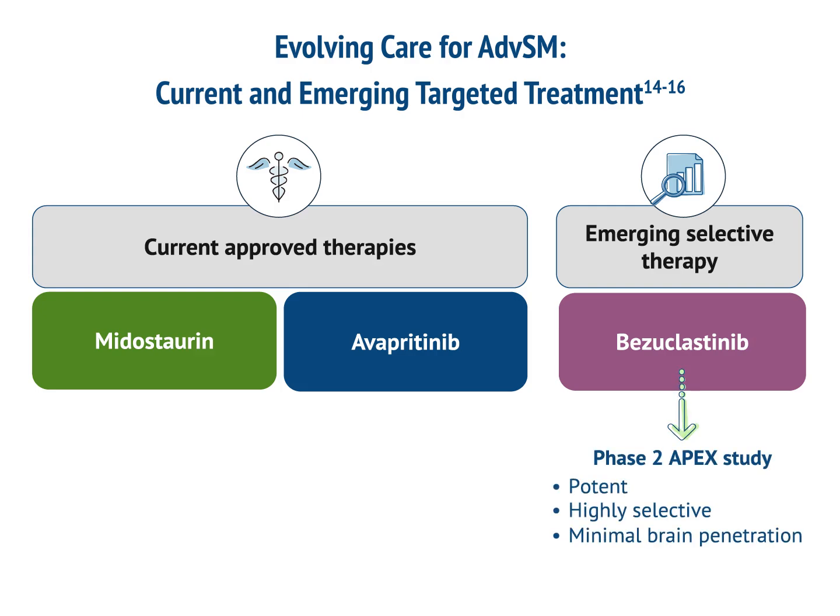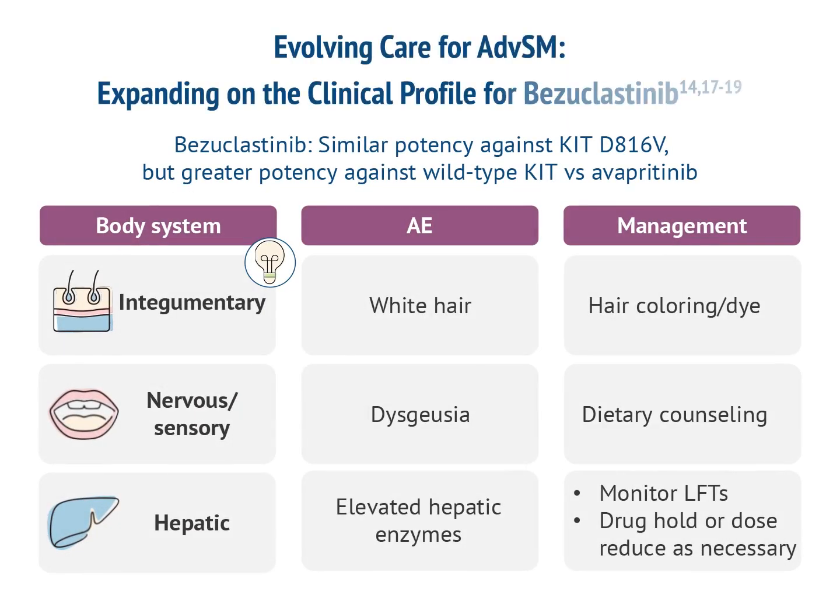Bezuclastinib is, like avapritinib, a potent and selective inhibitor of KIT D816V, which affects against the wild type. However, it has a few differentiating points. One, it does not cross the blood-brain barrier to any meaningful degree. So we shouldn't have to worry about the cognitive adverse events, for example, or the intracranial bleeding. Also, it does not hit a range of other off-target kinases which are hit by avapritinib and may be responsible for certain side effects of avapritinib.